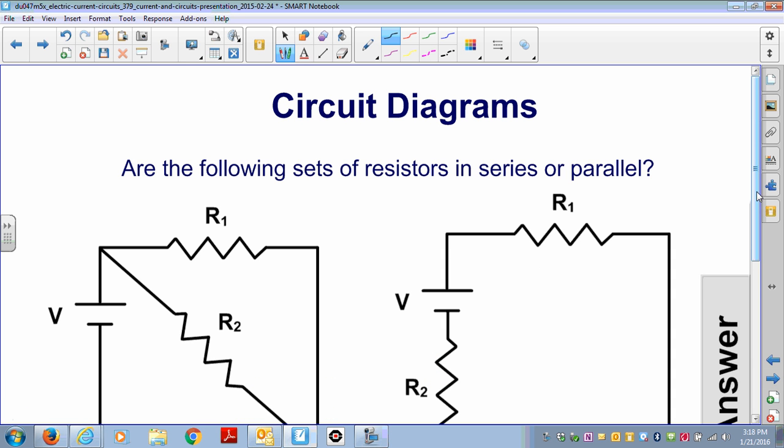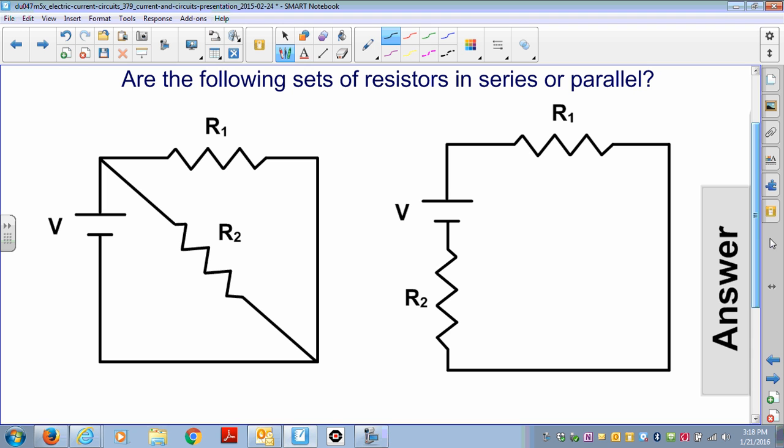Are the following sets of resistors in series or parallel? Go ahead and pause the video now. Okay, so let's take a look.